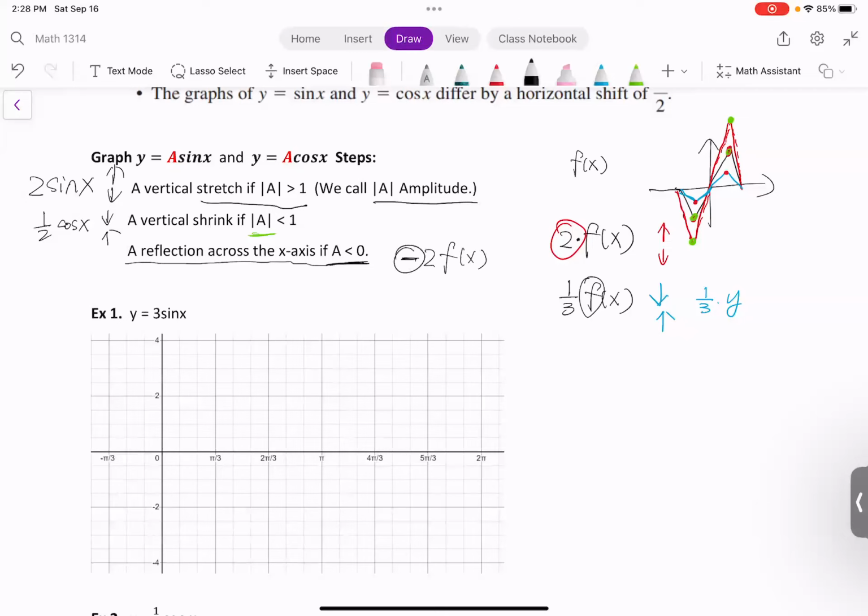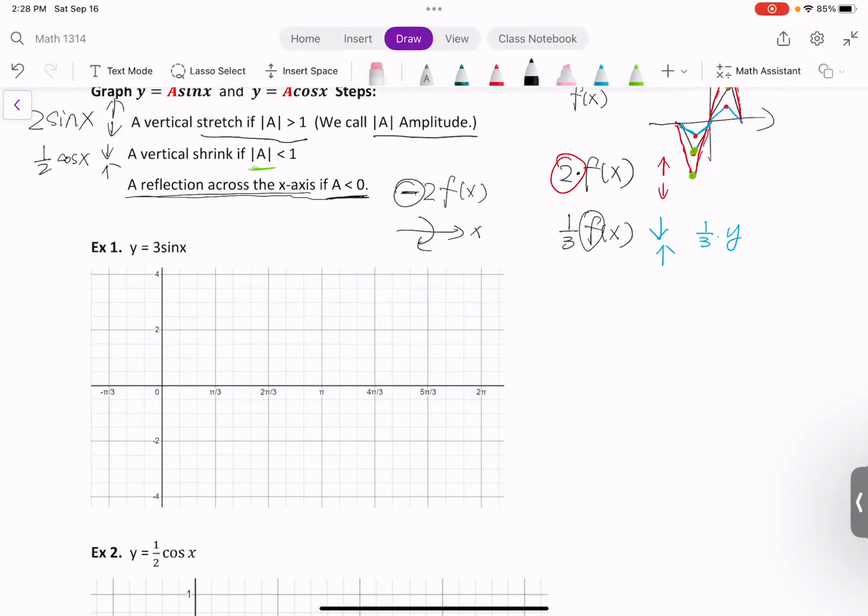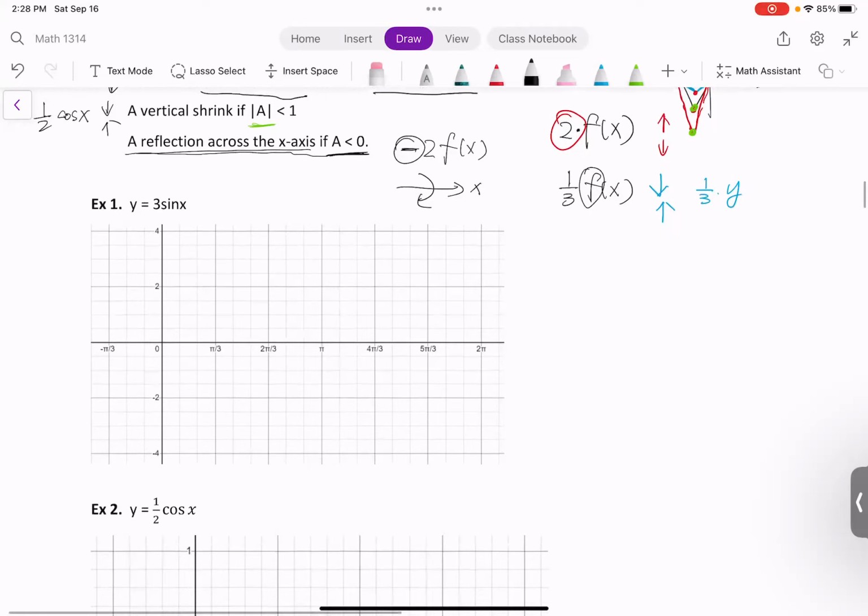All right, let's see the first example, y equals 3 times sine x. Let's identify the transformations. In front of the sine x, we have a 3. What is the transformation? Stretch or shrink all the y's value. That's a stretch. If we have 3 in front of the y's value, we stretch it. That means all my y's value are multiplied by 3, or use 3 times y.